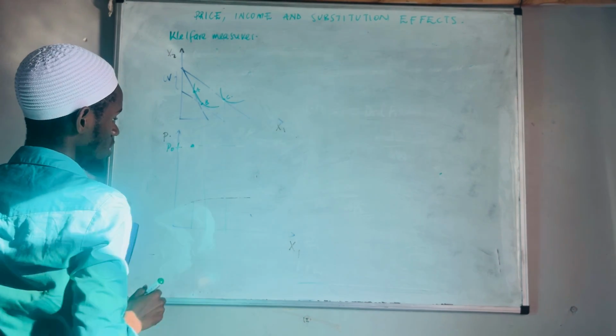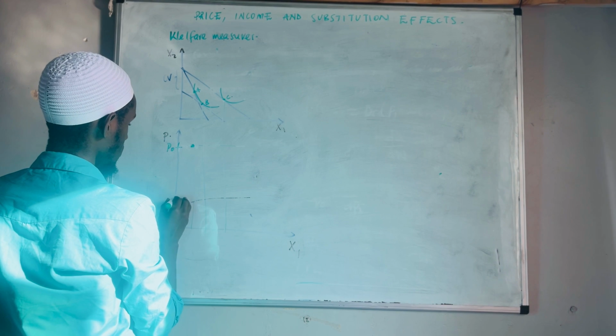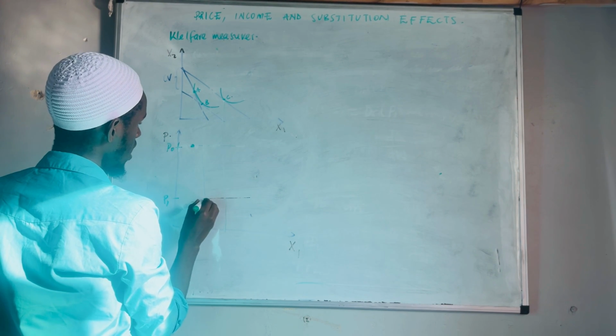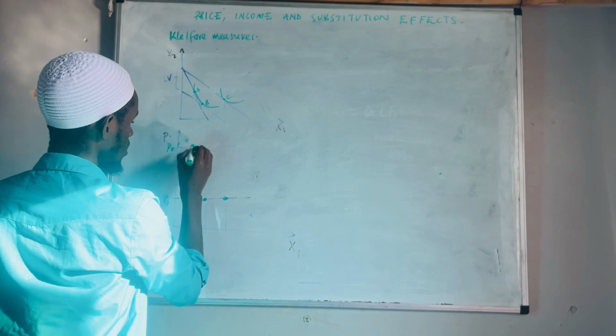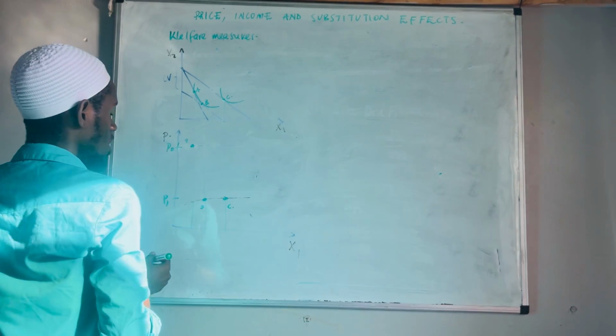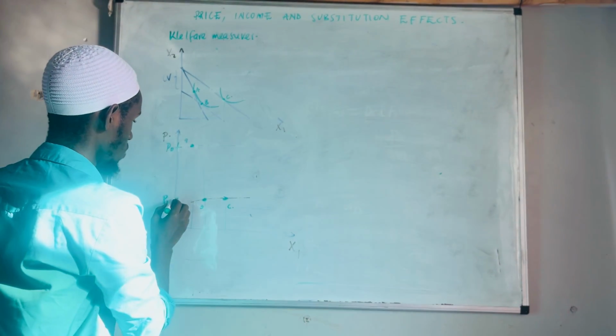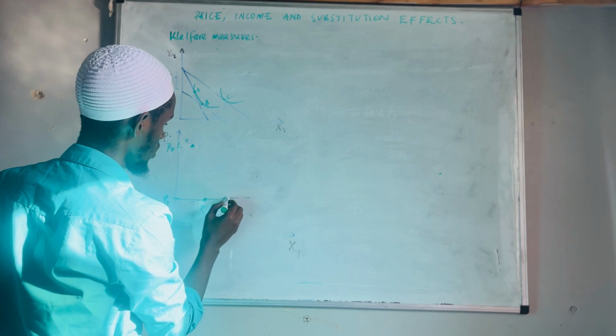We have this point A, and then at a lower price P1, we had a point B here and a point C here. This is our point A, point B, and then point C. Now remember, this is the price that someone will pay for this account.